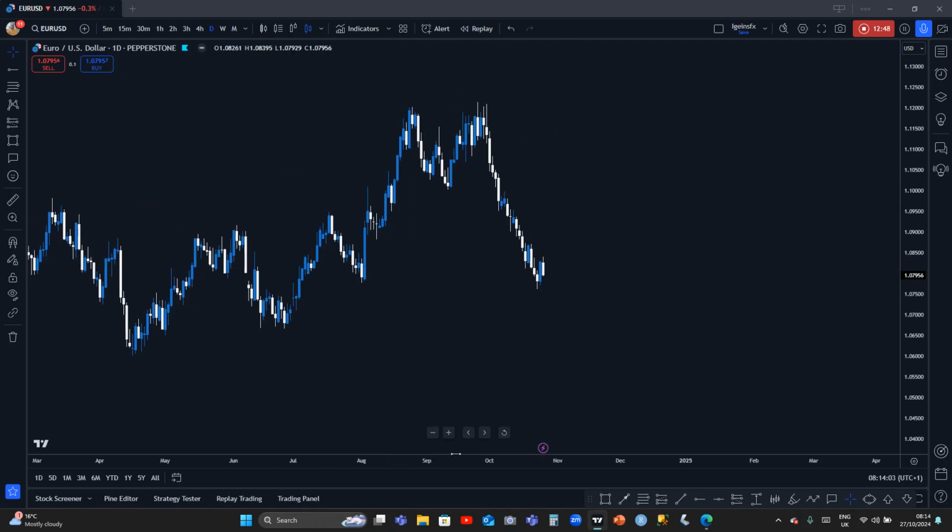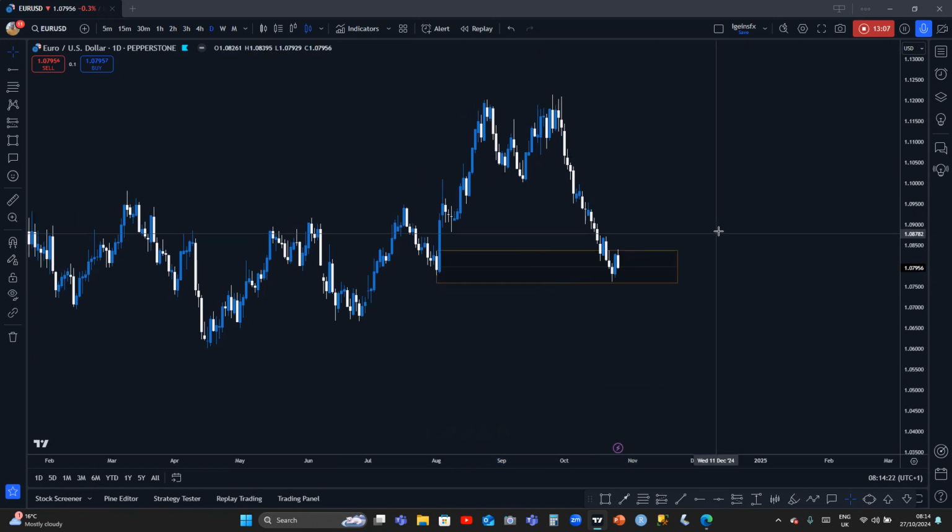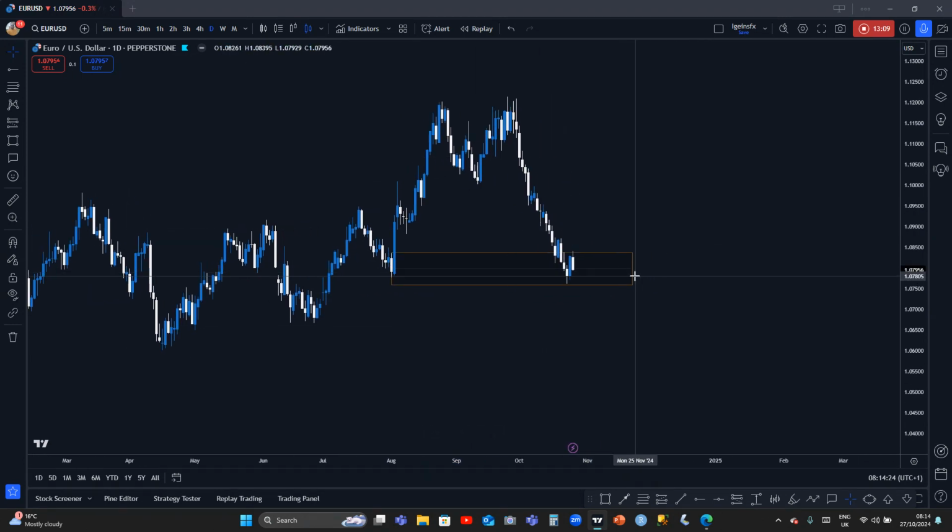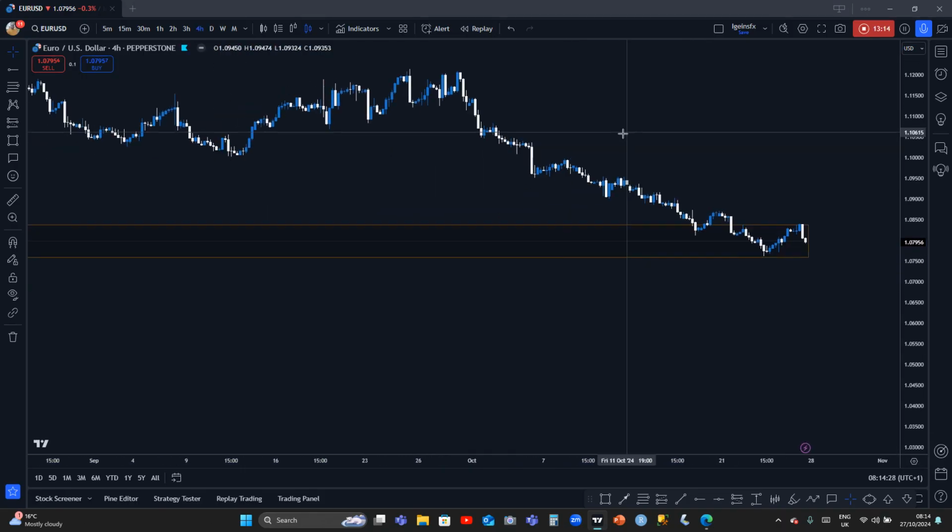Is there any opportunity here? Let's see this one here. Yeah, there's an imbalance here, but you can see the price action has already tapped in. All right, it has already tapped in and is making a bullish movement. So you scale down again to 4 hours.